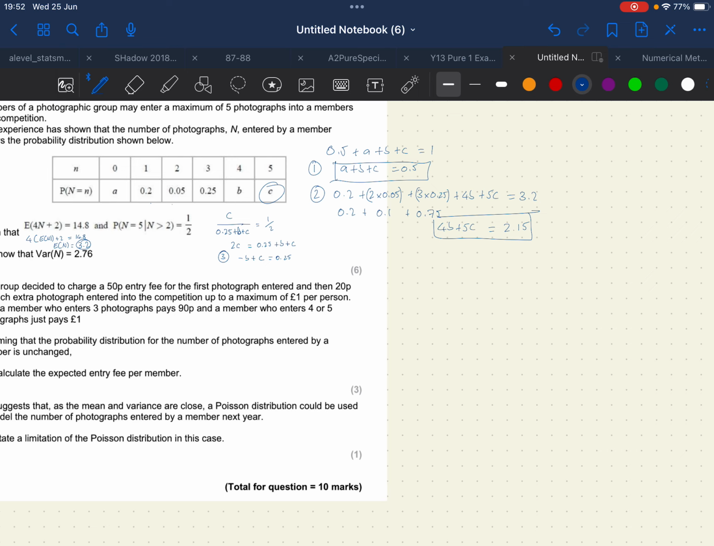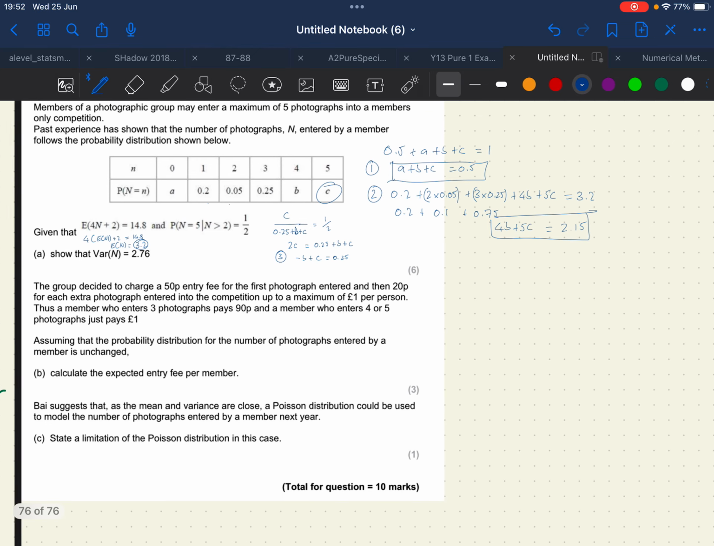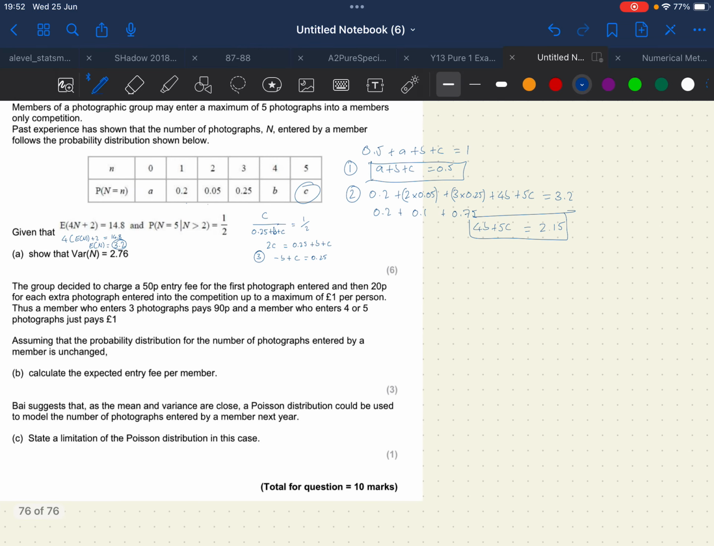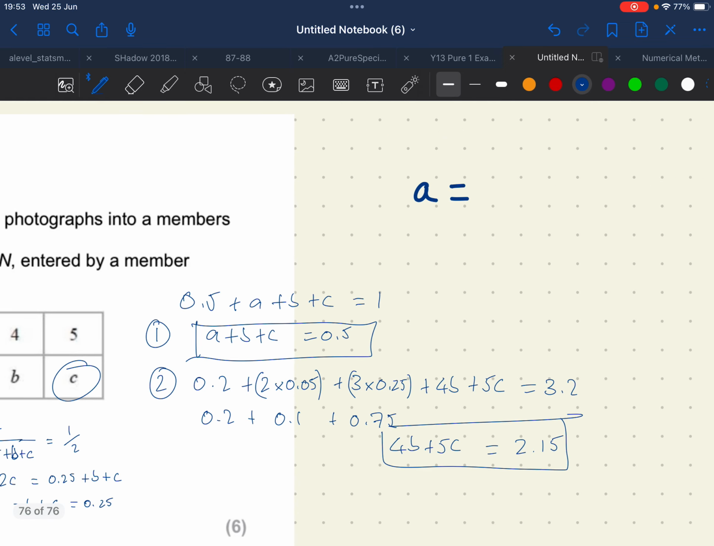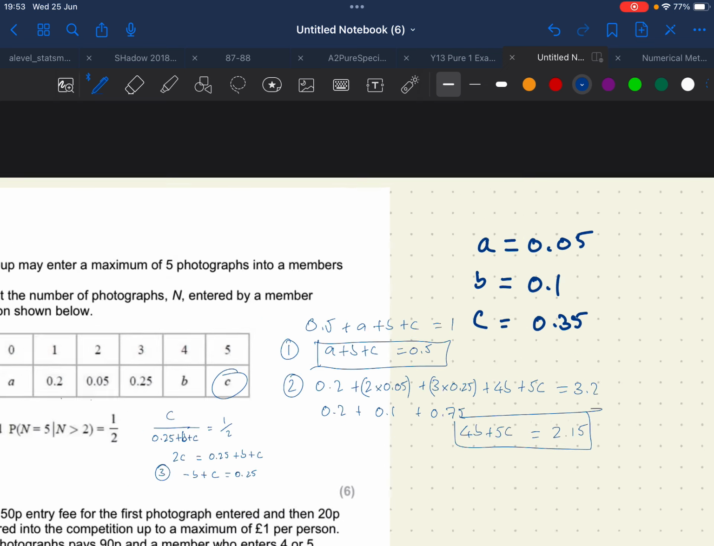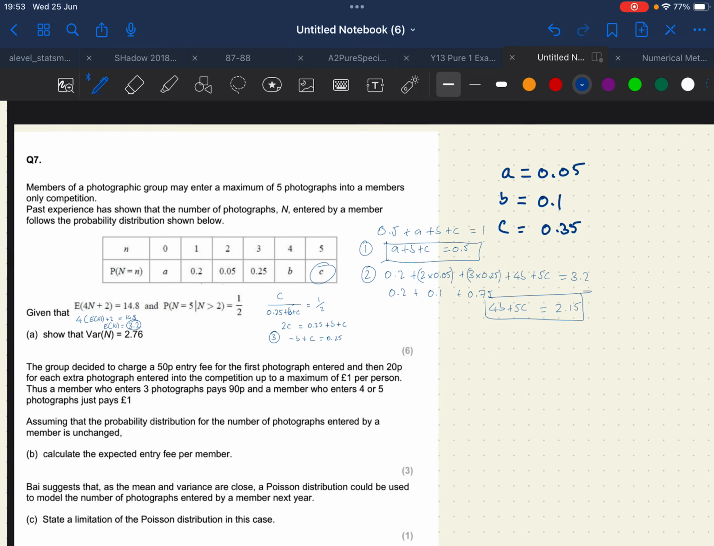Members of a photographer group, 14.8. Expected value is 3.2, yeah. 4b plus 5c is 2.15. Okay, I just don't think they seem to be writing anything about A. Maybe it's because it's not important. So B is 0.1 and C is 0.35. Well, I can't help but write this down because I know that they will add up together. All right, so that's what A, B, and C is.